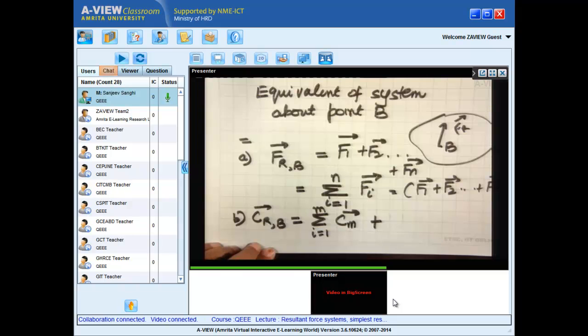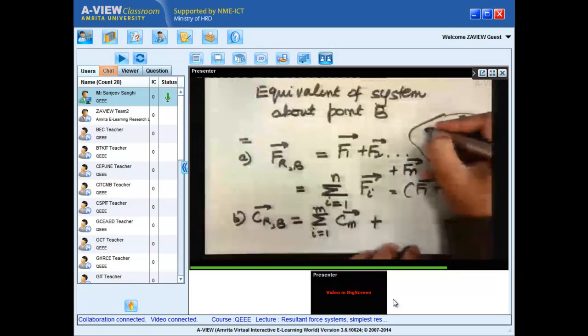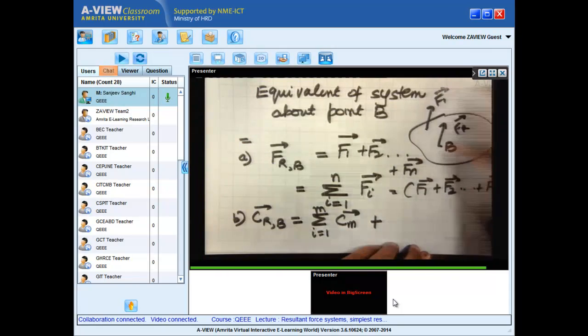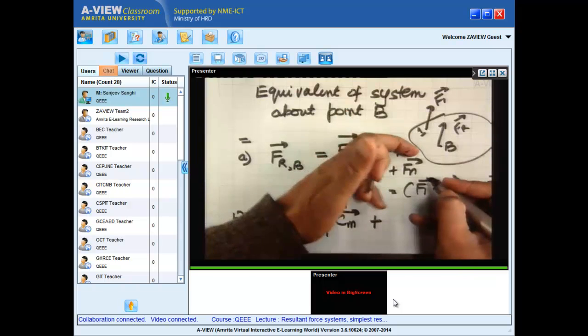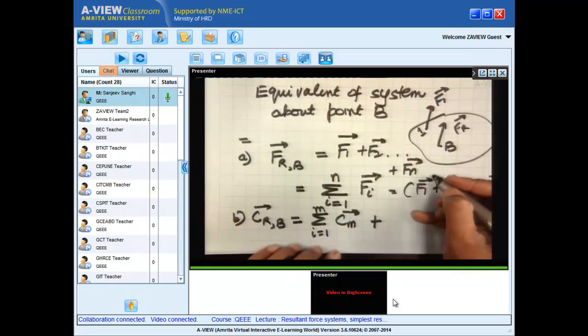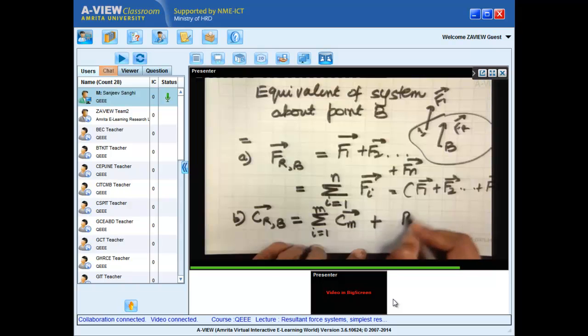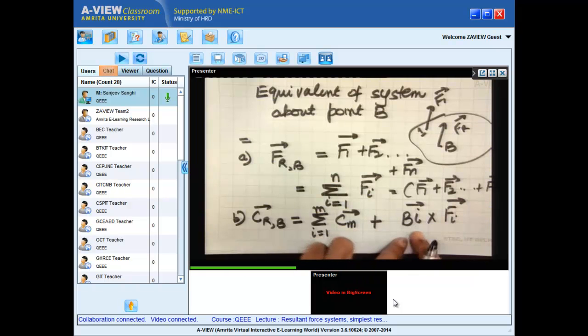Plus, in addition to this, now we had this force F1 acting here. This was at a point 1. So what is the moment of this force about point B? We have to find the couple, because at B we will have a minus F1 acting. So therefore that will be equal to B1 cross F1. So I'll have B1 cross F1 plus B2 cross F2 plus Bn cross Fn.